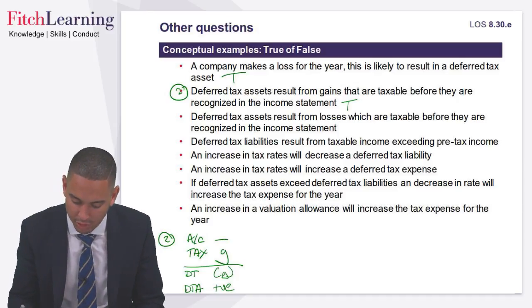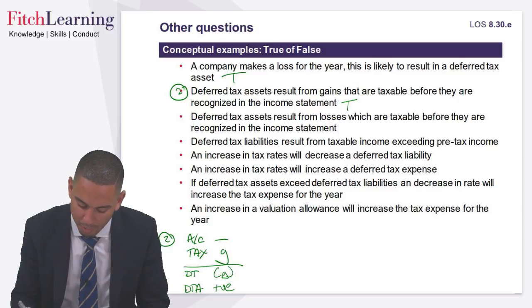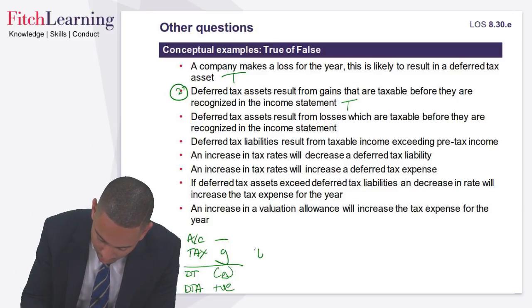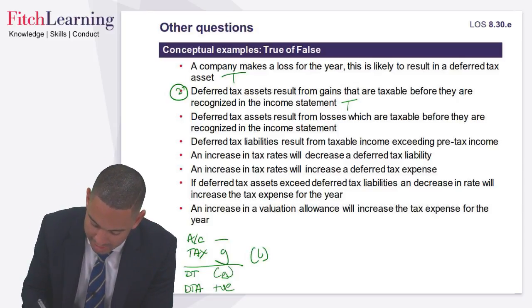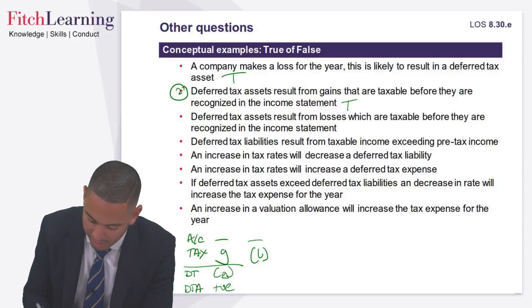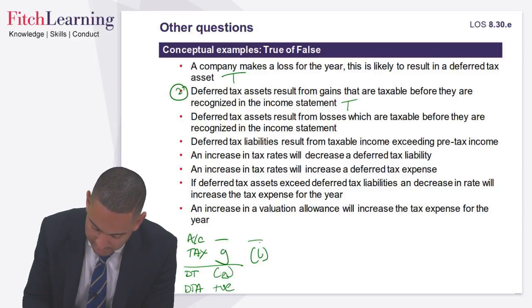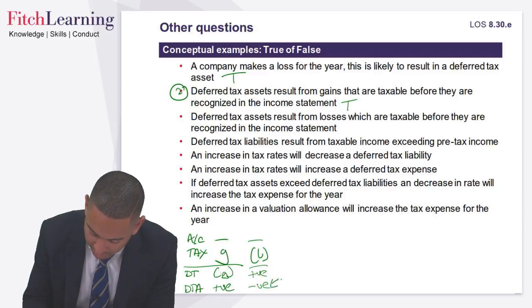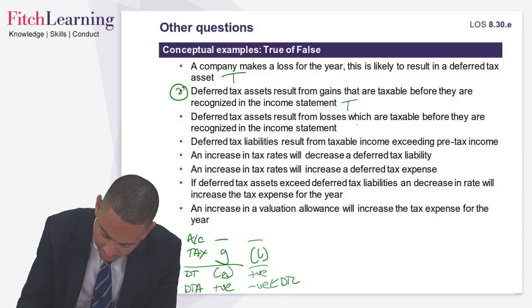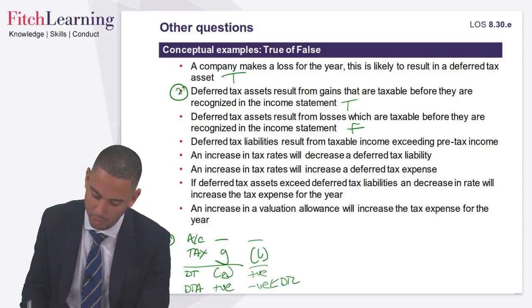Deferred tax assets result from losses which are taxable before they go through the income statement. Well, I'm going to have a loss here and nothing going through my income statement. 0 minus a minus figure is going to give me a positive figure, which is going to give me a negative figure here, which is a deferred tax liability. So, false.